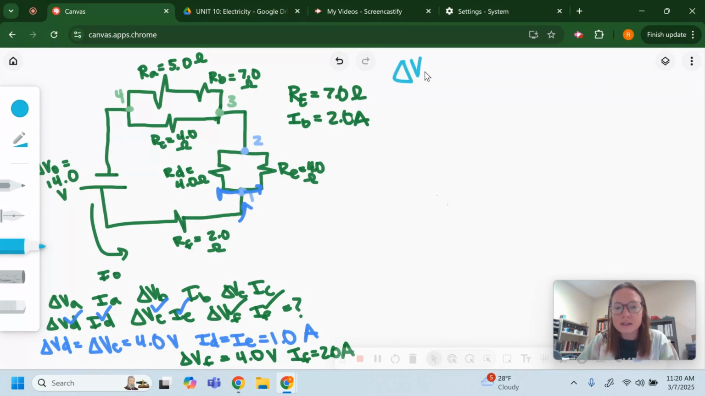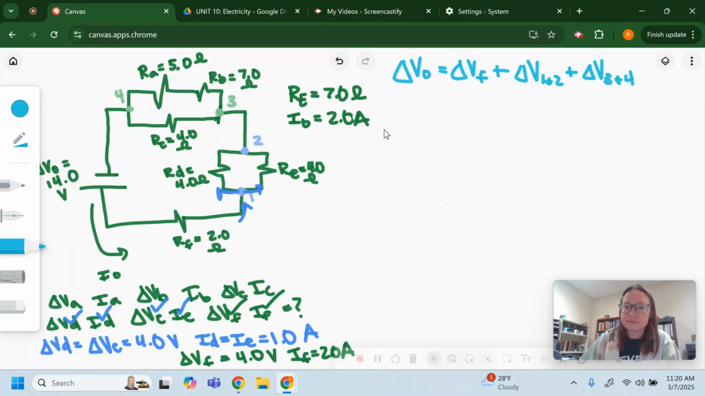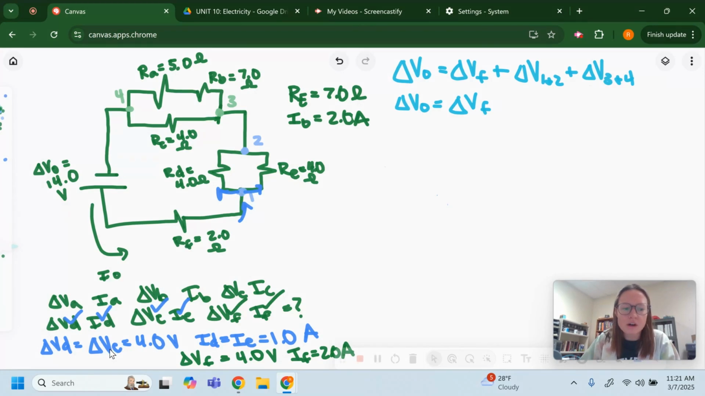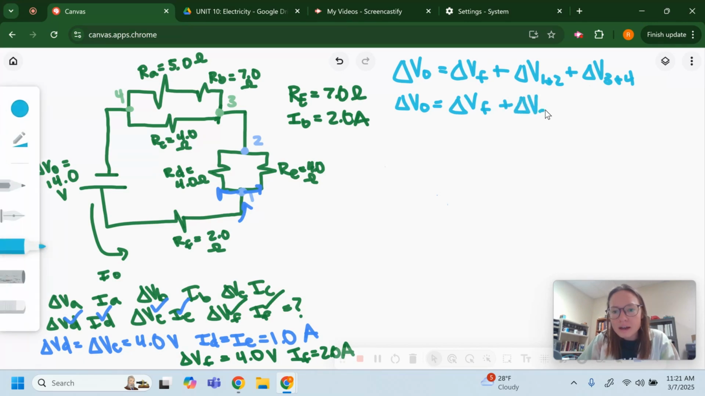Okay, here we go. Delta V naught is equal to delta VF plus delta V for my little 1 and 2 thing going on here, plus delta V for my little 3 and 4 thing that I got going on here. Now I'm thinking, oh, this is interesting. I already know delta VF, so that's cool. And I also already know delta V1 and 2, because isn't delta V1 and 2 going to equal delta VD, which also equals delta VE? So I'm going to write plus delta V D and E, since they're the same.